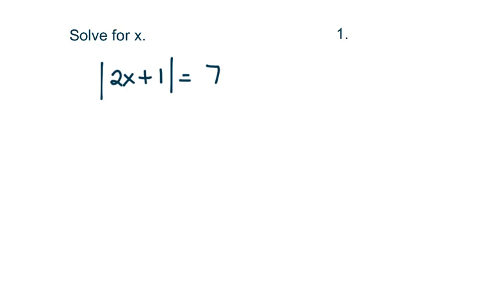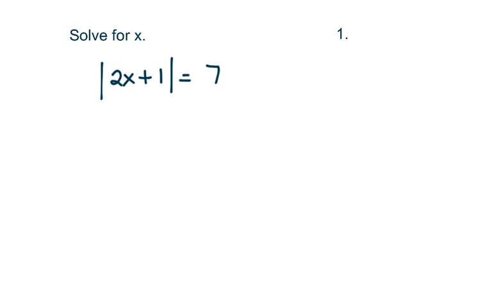What we're going to do is try to solve for x for this problem. The absolute value of 2x plus 1 is equal to 7. Now you might be tempted to start just adding or subtracting 1 from both sides and dividing by 2, but you can't do that. There's some rules you have to follow.